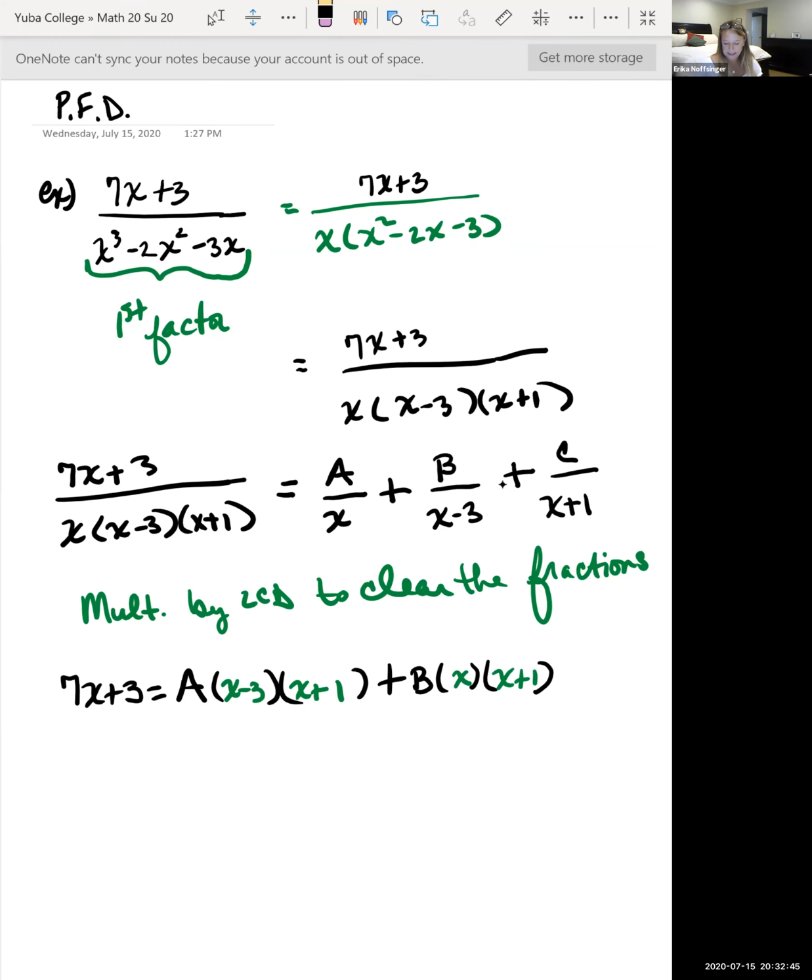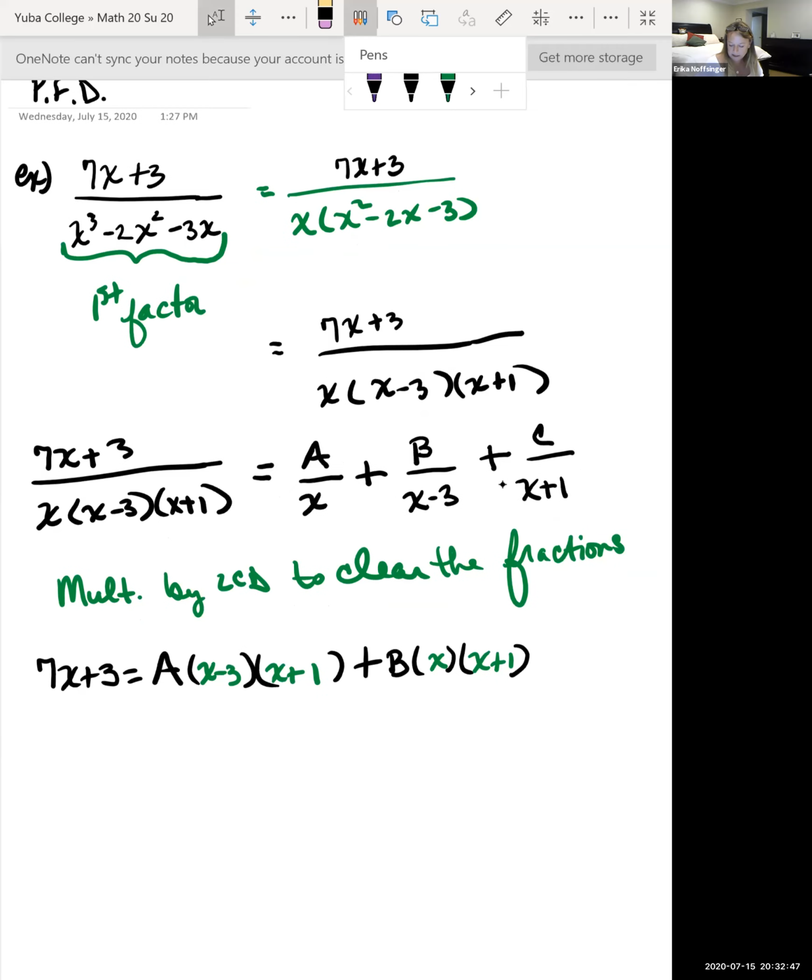And then plus c times what would have been left once we distributed the LCD. x plus 1s would have canceled, and you would have been left with an x and a x minus 3.